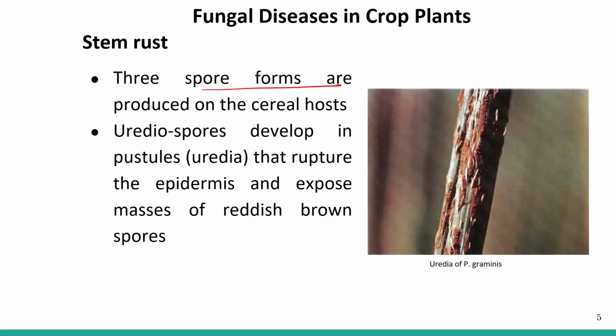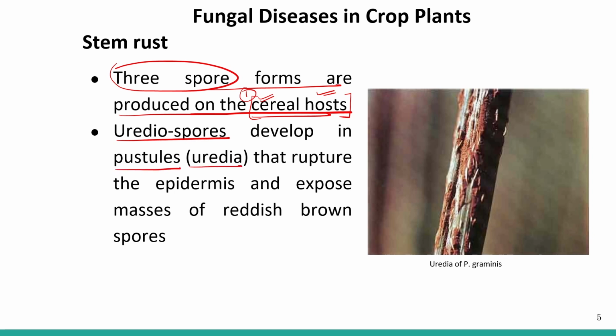Three spore forms are produced on the cereal host, right? So there are 2 types of hosts here. On the cereal host, they have 3 spores. The first one is urediniospores, developed in pustules called uredia. So this is a pustule. Pustule means this region. This is called a pustule, and this pustule is uredia.